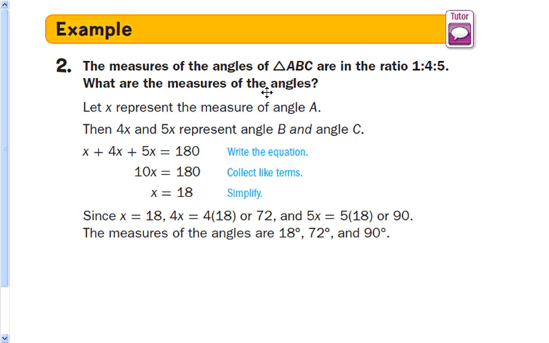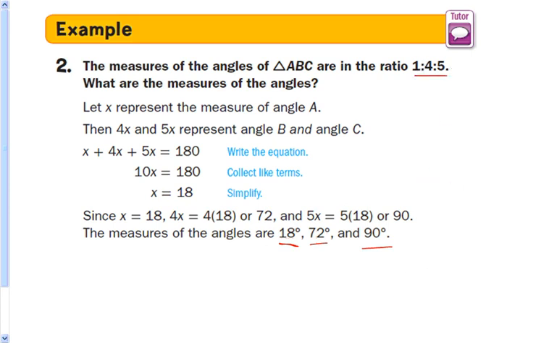They want to know what all of the measures are. So what we have to do is substitute. If X is 18, we need to take 4 times 18, or 72. Then, since one of the ratios is 5, we need to take 5 times 18. 5 times 18 is 90. So your three angle measures are 18, 72, and 90. Okay, and that's another way you can do it if they give you the ratios up here.